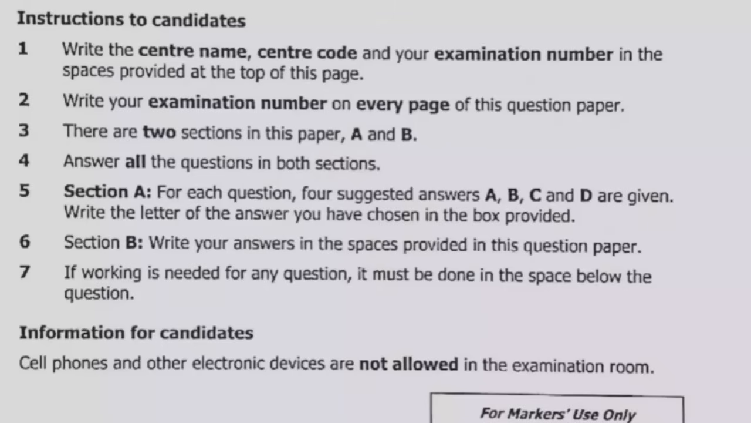Instruction 6 is section B. Write your answers in the space provided in this question paper. So there will be spaces provided for writing our answers. If working is needed for any question, it must be done in the space below the question. That means every question will have a space for working, so you work from there. Don't expect supervisors or invigilators to give you a paper where you are going to work the problems. You are going to work the problems in the space provided on each question.